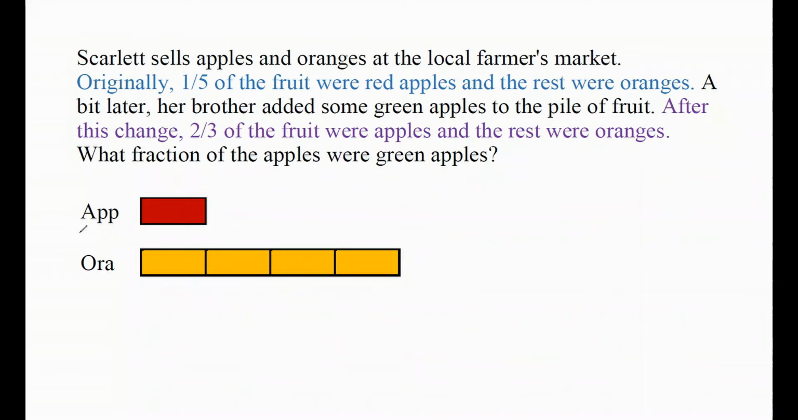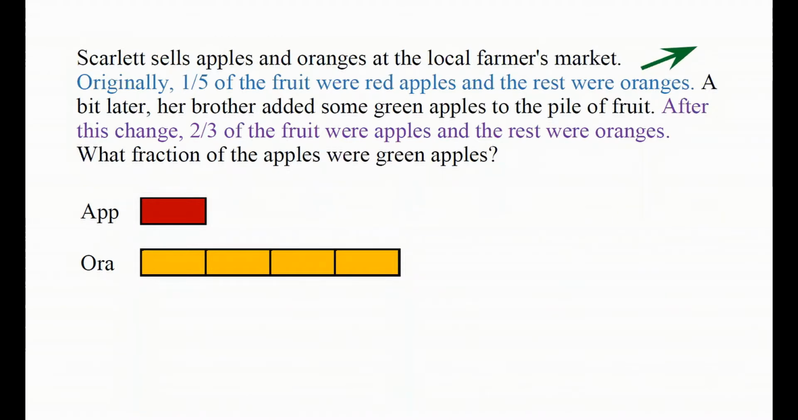So just to let you know, this APP stands for apples and ORA stands for oranges. You could have guessed that. So the blue sentence tells me 1/5 of the fruit were red apples, and that means 4/5 were oranges. Okay, it's something I can infer. So let's write it down.